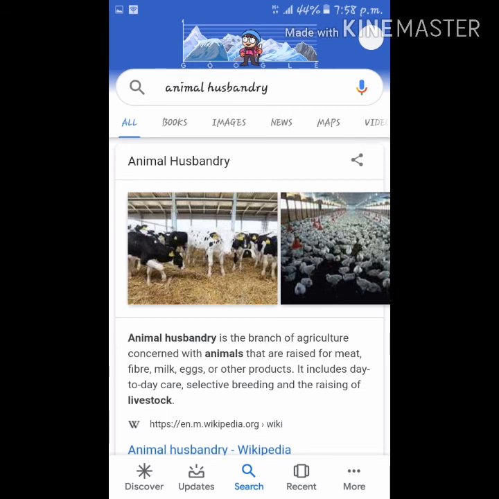Animal husbandry. Animals reared at home or in farms have to be provided with proper food, shelter, and care. When this is done on a large scale, it is called animal husbandry.